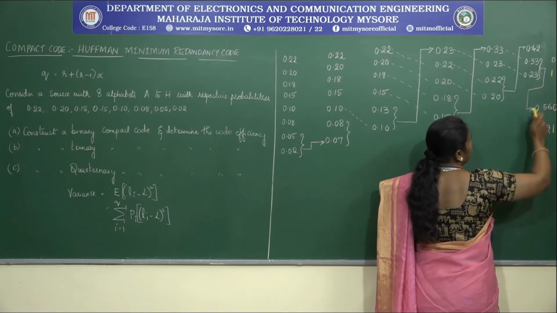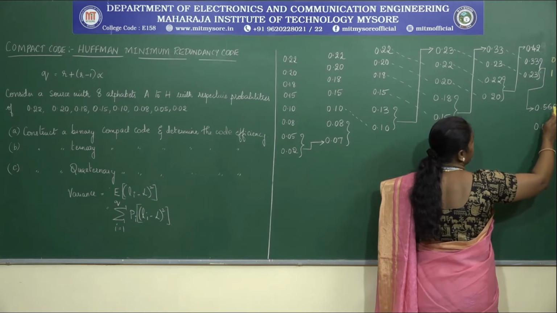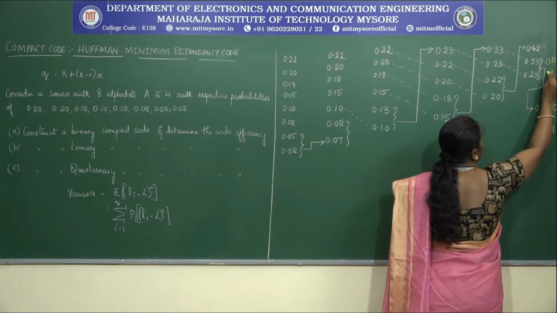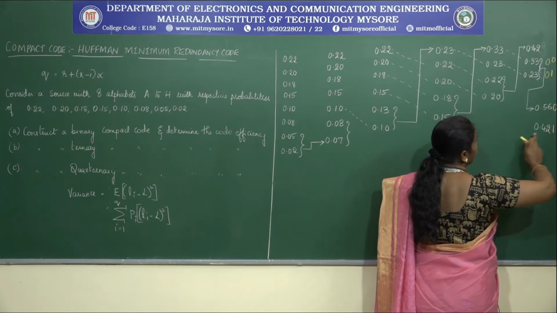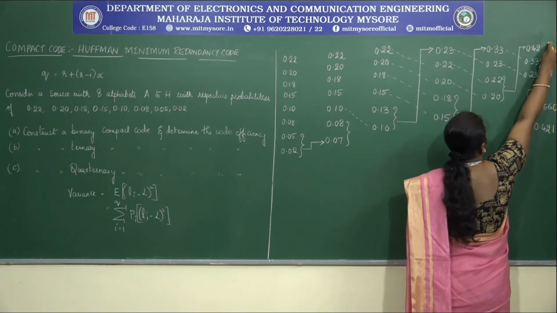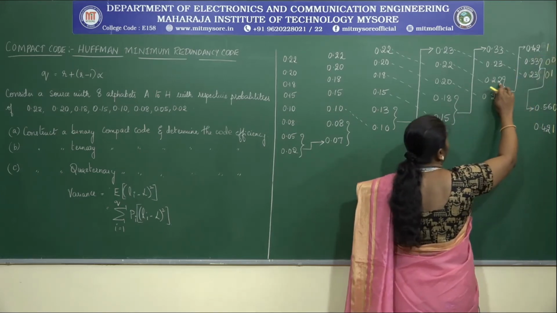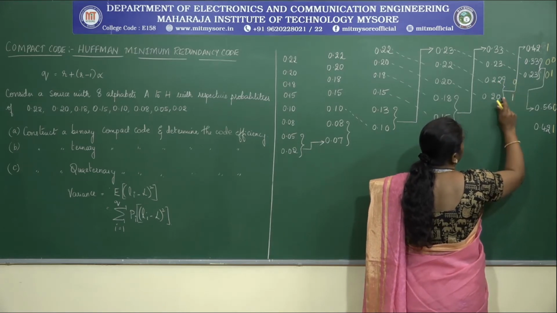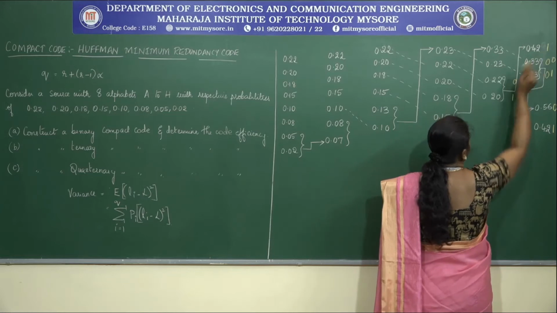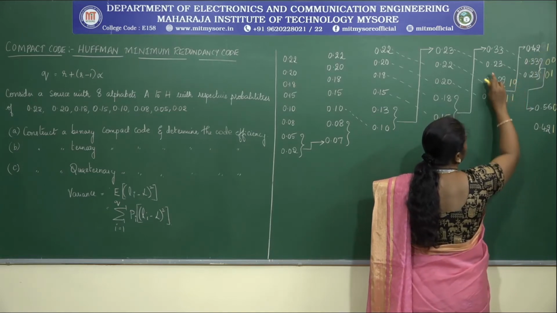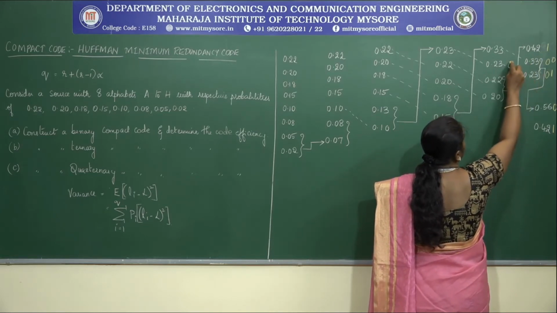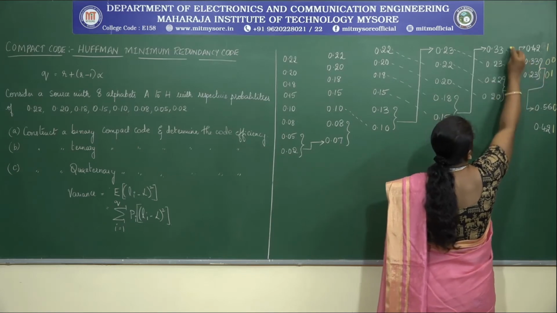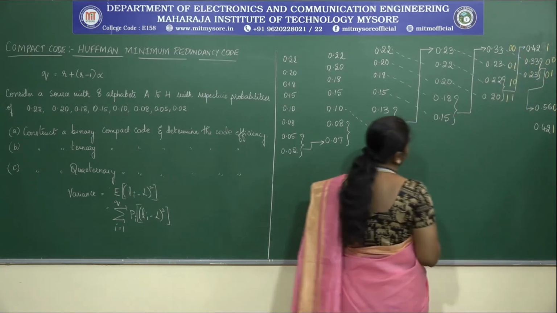If we combine these two, what is the probability of 0.56? It is 0. So assign 0, 0 to both of them. What is the value of 0.42? It is 1. Now 0.22 and 0.20 means 0, 1. So assign 1 to this. 0.23 value is 0, 1. 0.33 value is 0, 0.